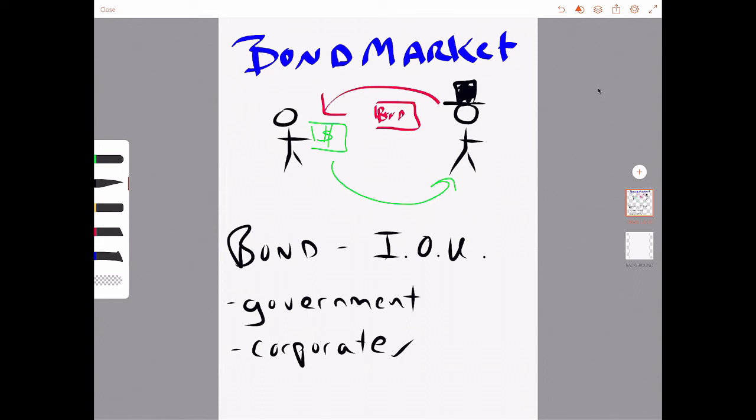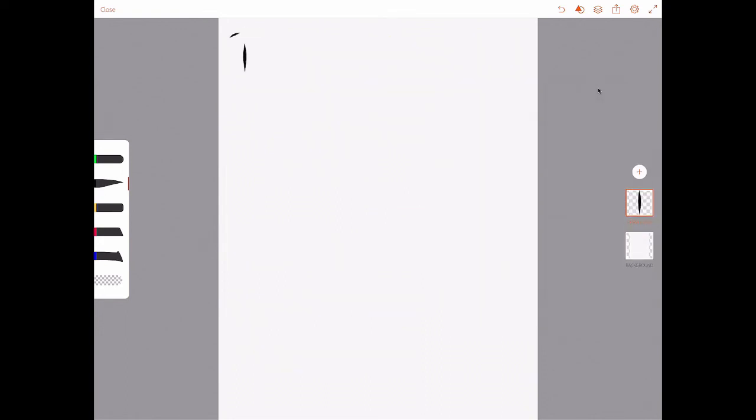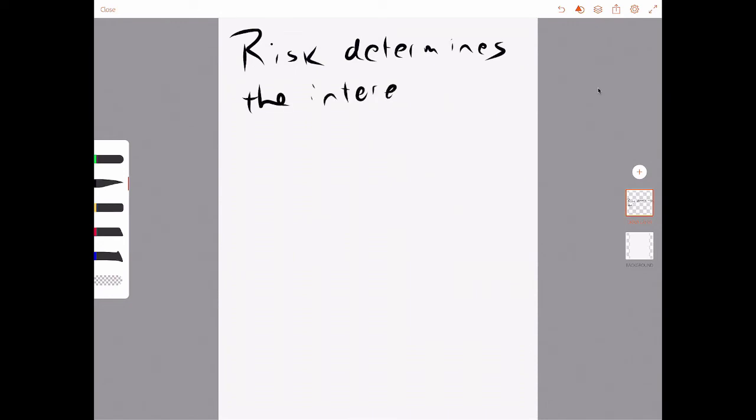Now, how much interest you get paid is going to depend upon risk. There is risk involved here. Risk determines the interest rate. But the risks we're talking about here are much more formulaic, much more straightforward kinds of risk. So what are we talking about when we talk about risk? There are actually three types of risk when we have a bond, but I'm getting ahead of myself here. Let's first of all talk about the parts of a bond.